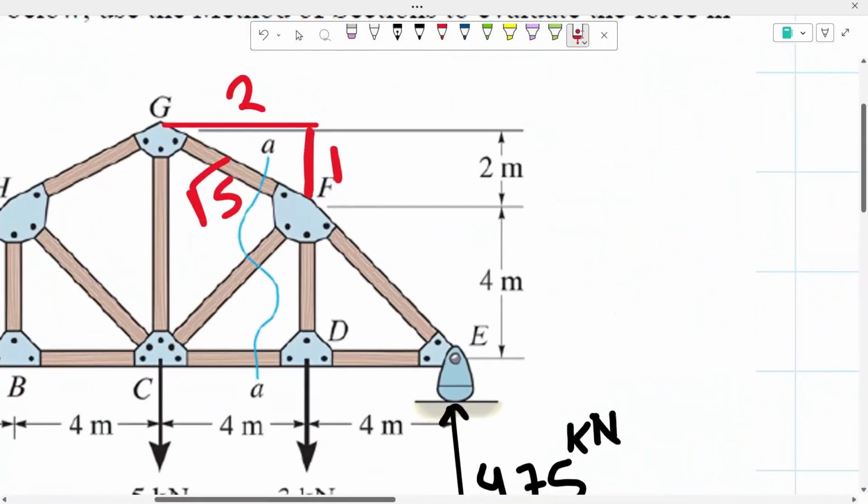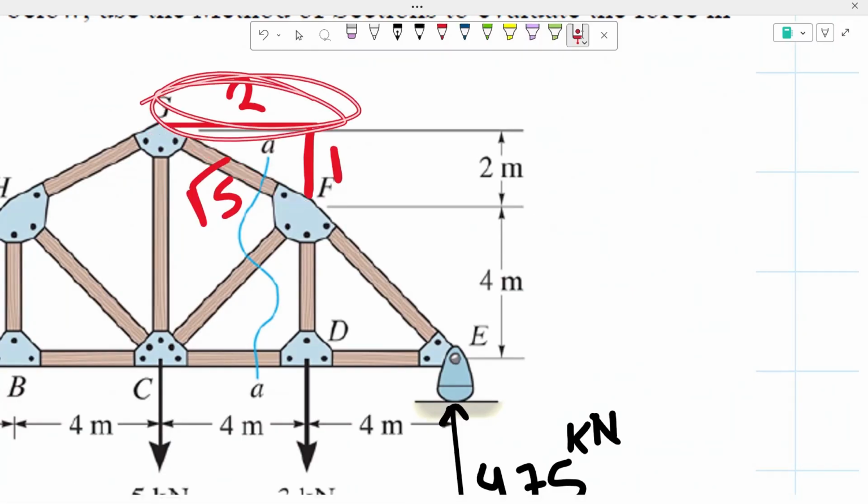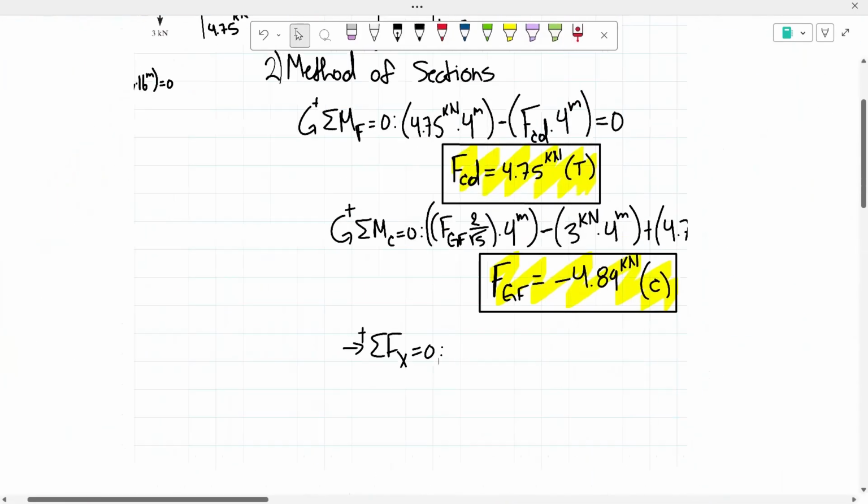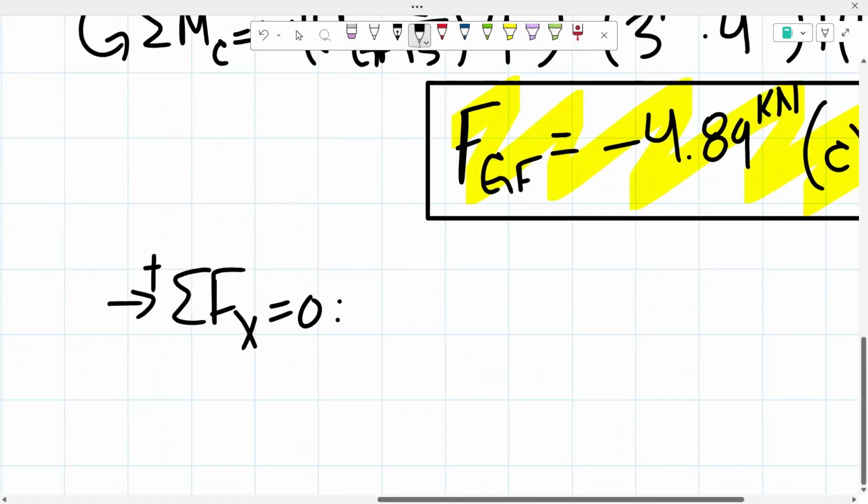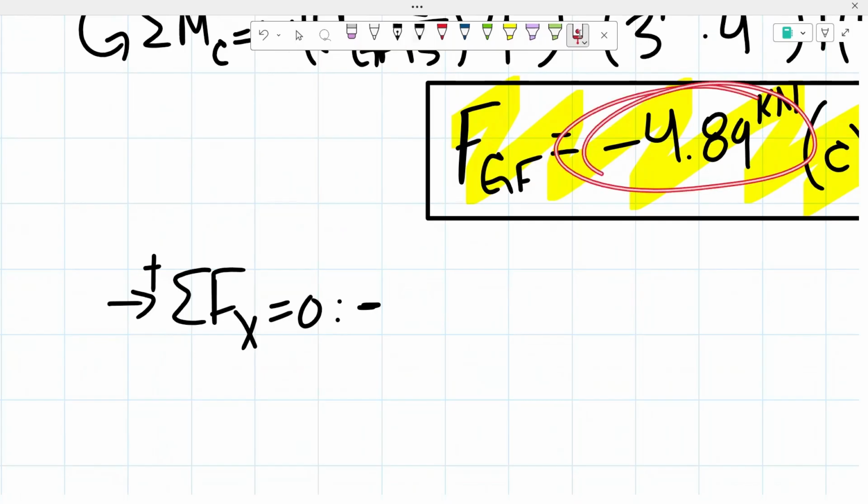We're going to be multiplying that force by 2 over the square root of 5, because once again, we're trying to work with that horizontal component of it. Since I assumed that it was in tension, it's going to be going to the left. So that means that it will be a negative force. Even though we already know that it's in compression, you still have to deal with the rest of your work with it being in tension, because your answer here already deals with how you guessed it incorrectly. So that's why it has that negative sign.